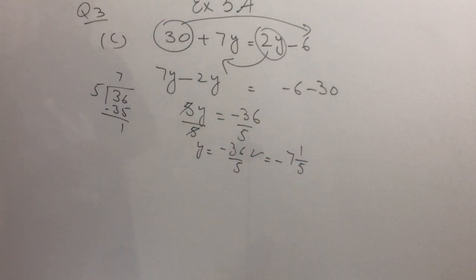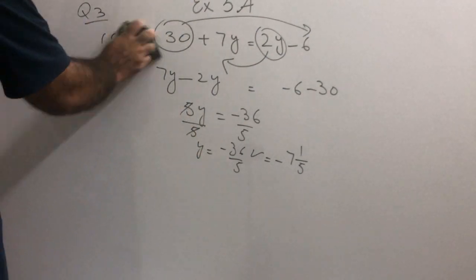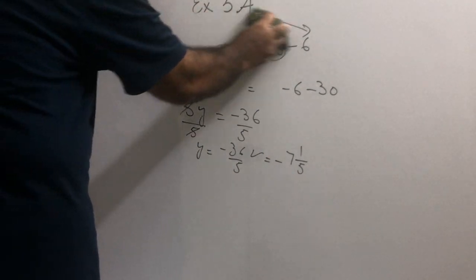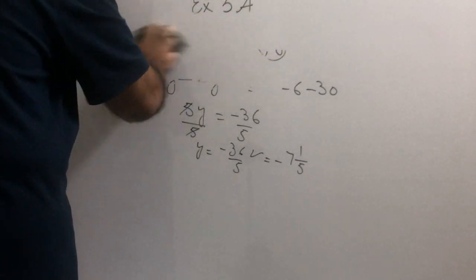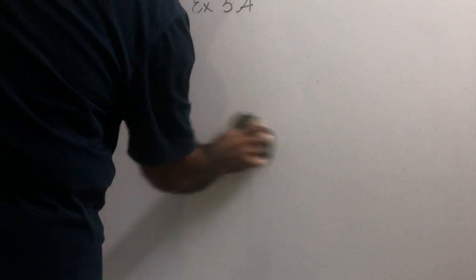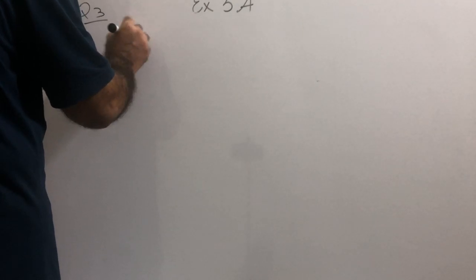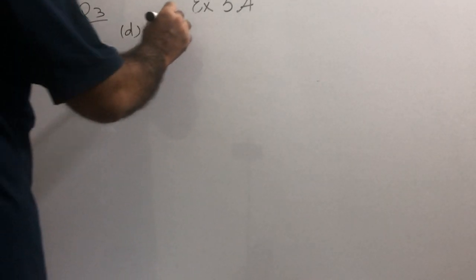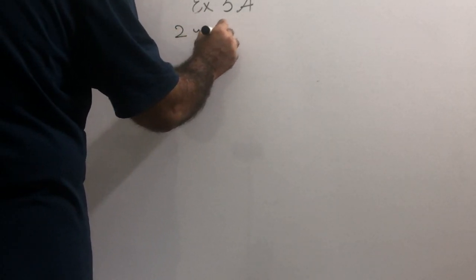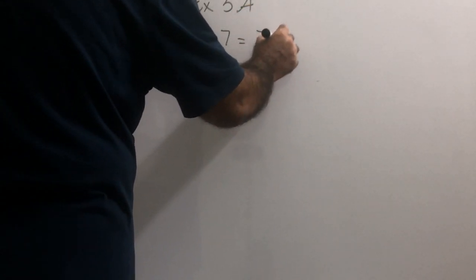This is the answer. So it was again very simple. It was like the other two parts that we did. So we are only left with the last part of question number 3, which is part D. Part D says 2y minus 7 is equal to 7y minus 27.